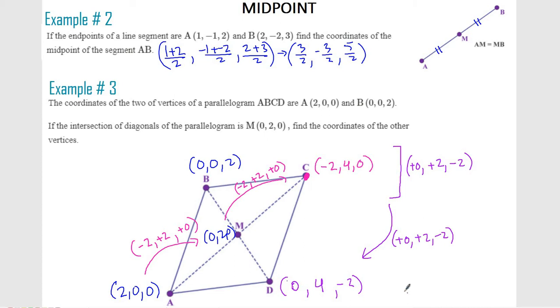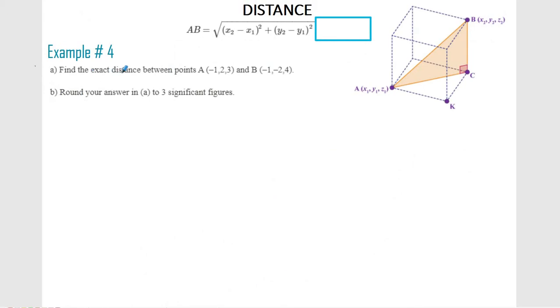There we have it. Okay, so those are the coordinates of the other vertices. Here we have C, and here we have D. Okay, so now let's do the distance formula.